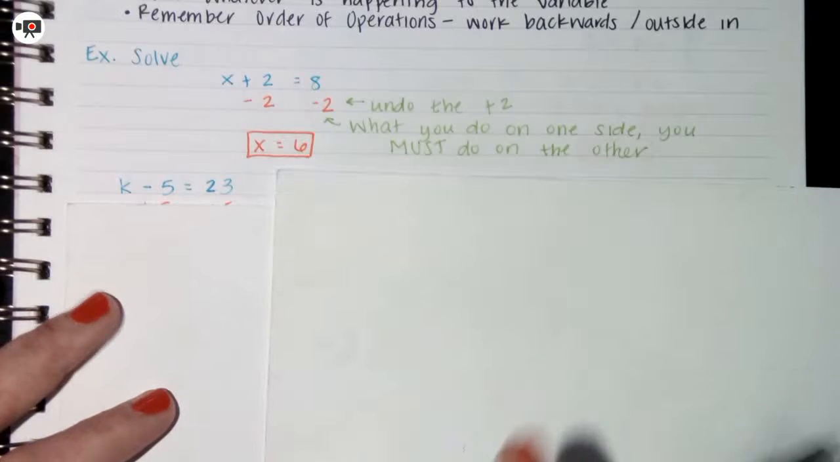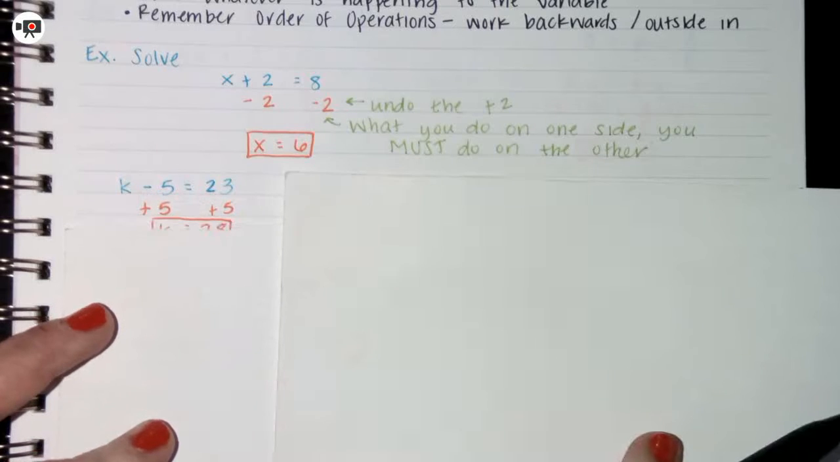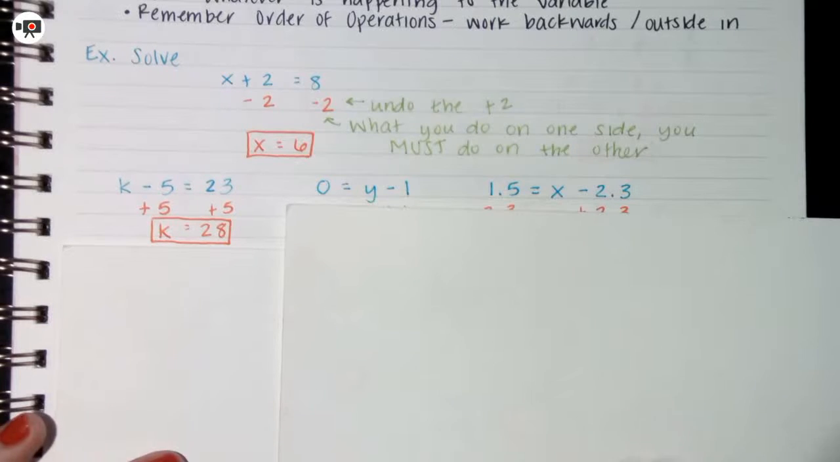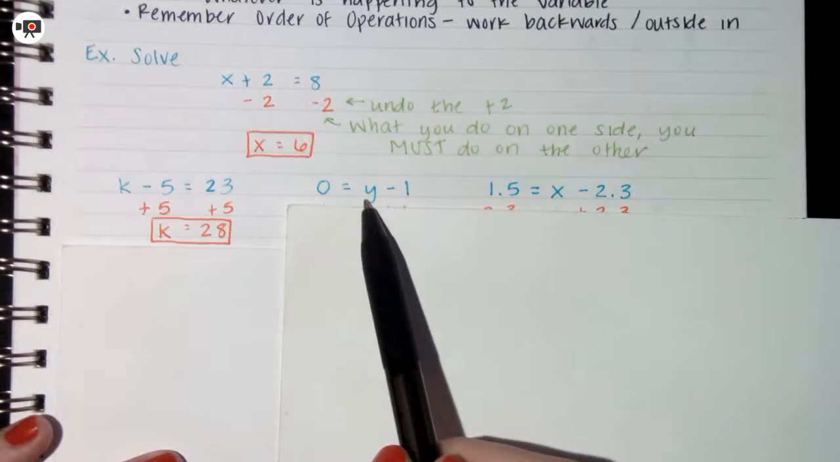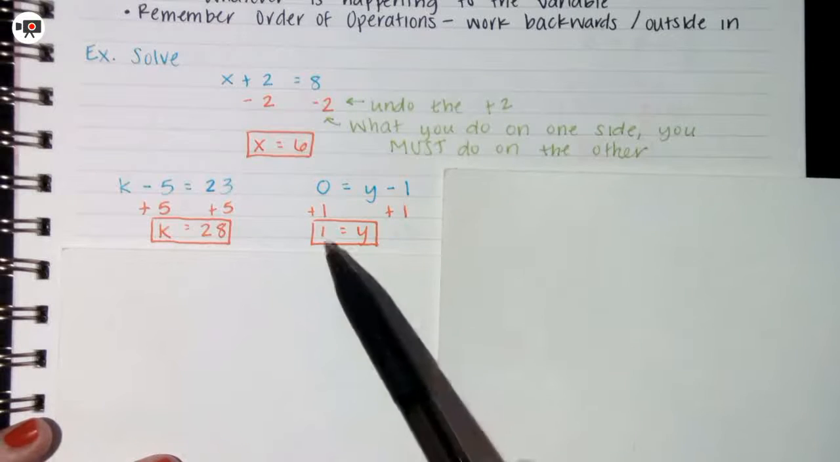Here we have k minus 5 equals 23. The opposite of subtracting is adding, so add 5 to each side, and you get k equals 28. For 0 equals y minus 1, the opposite of subtracting 1 is adding 1, so 1 equals y.